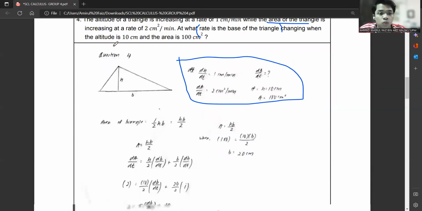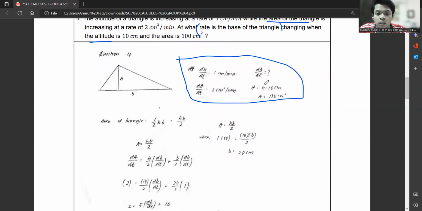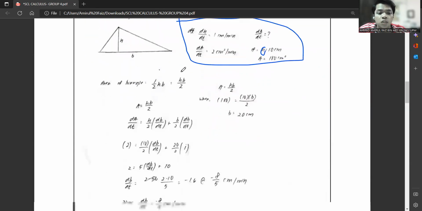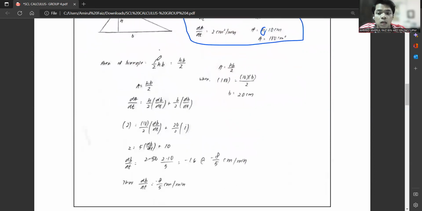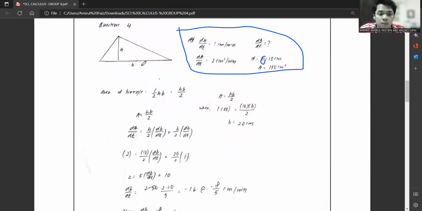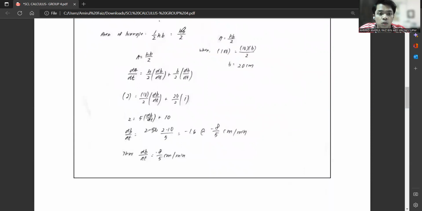Also the altitude is 10 cm, which I just denote as h, and the area is 100 cm squared. First of all, the area of the triangle is 1/2 multiplied by h times b, which is height multiplied by base. So the area is hb over 2, and dA/dt equals h over 2 multiplied by dB/dt plus b over 2 dH/dt, which is what we call the product rule.